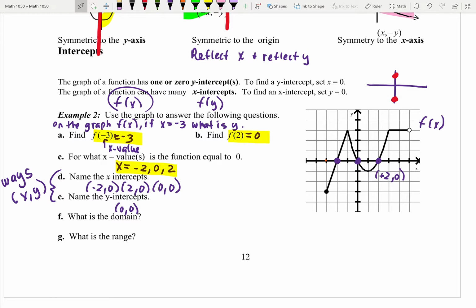Will this line ever touch that graph? Tell me, everybody. No. If I move it this way, it's not going to touch it. So I've got to come like this. And the first place that touches it is -3. So everybody write -3.